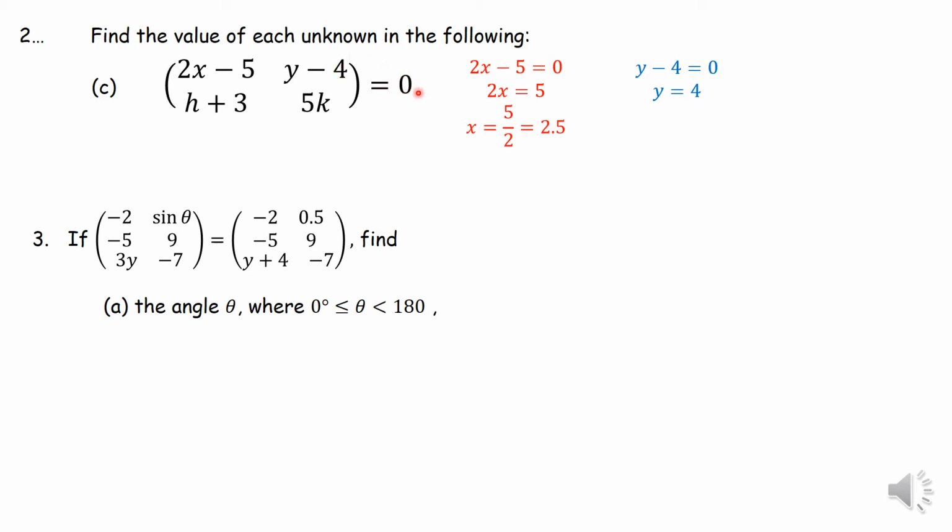Okay, so when a matrix is equal to 0, it means that each element in the matrix is equal to 0. So y equals 4, and h plus 3 is equal to 0, giving us h equal to -3. And 5k is equal to 0, therefore k should equal 0.